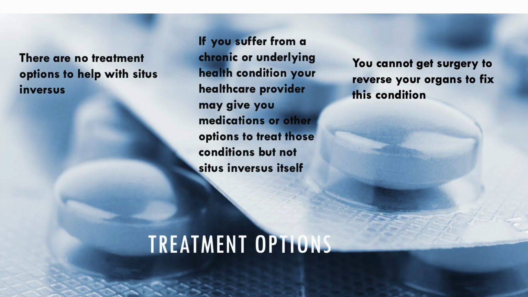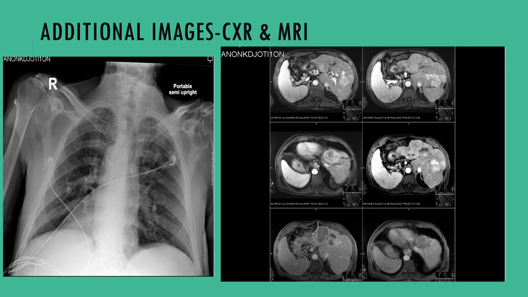Treatment options. There are no treatment options to help with situs inversus. Again, if you have an underlying health condition on top of it, your healthcare provider can give you medications or other treatment options to help with those issues. But you can't go to a surgeon or request to have a surgery to get your organs reversed to fix the condition. It is what it is.